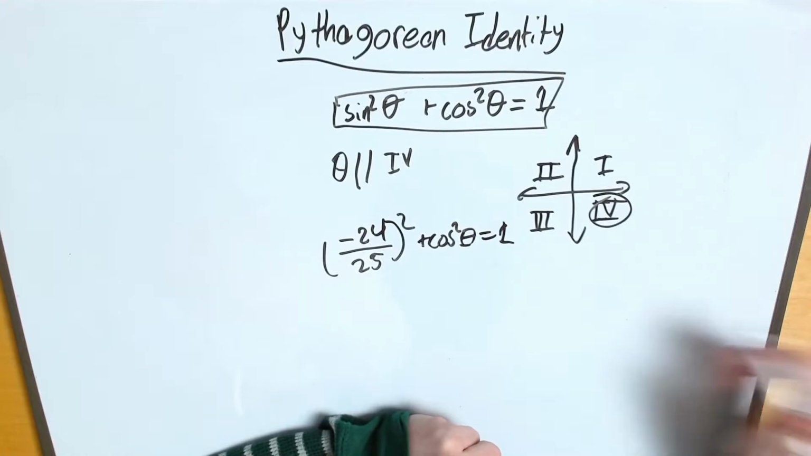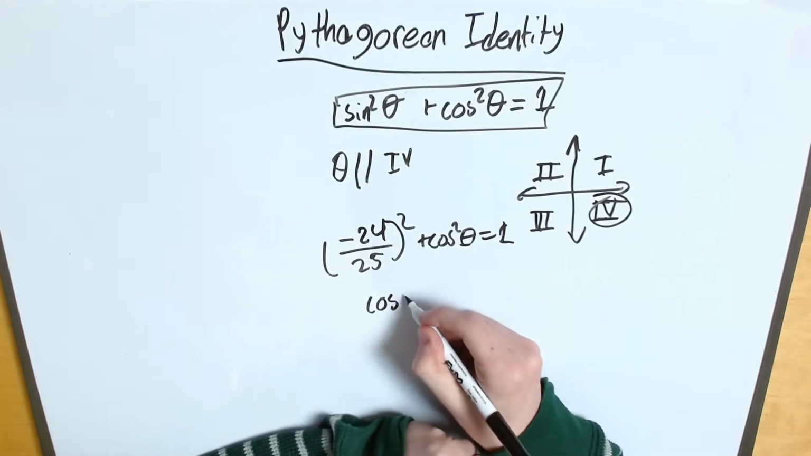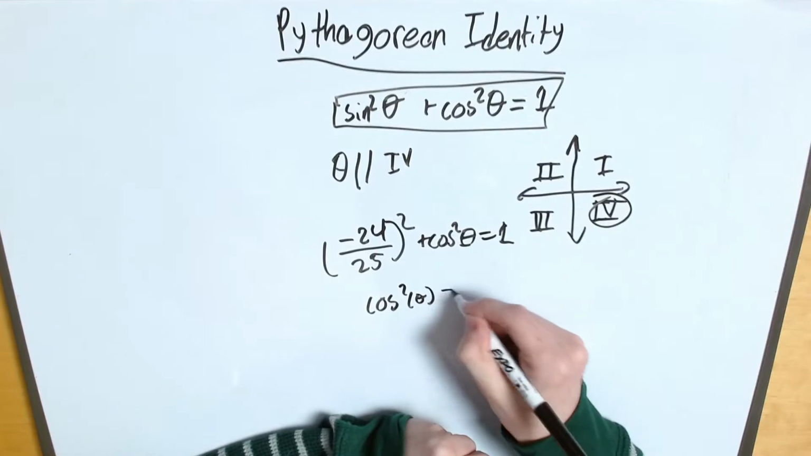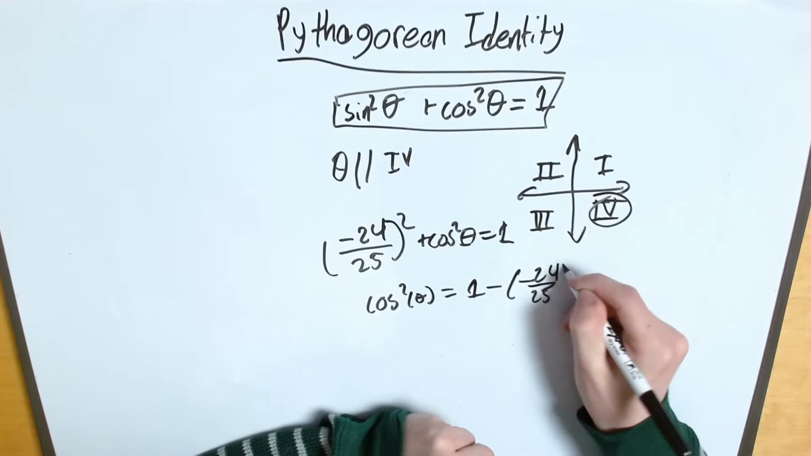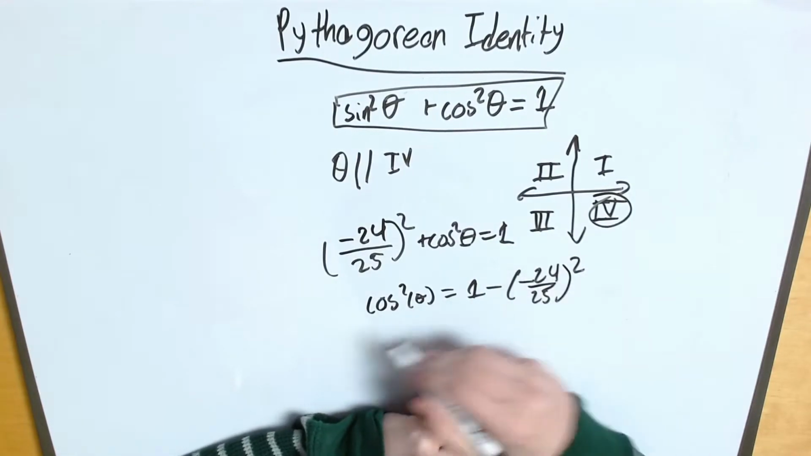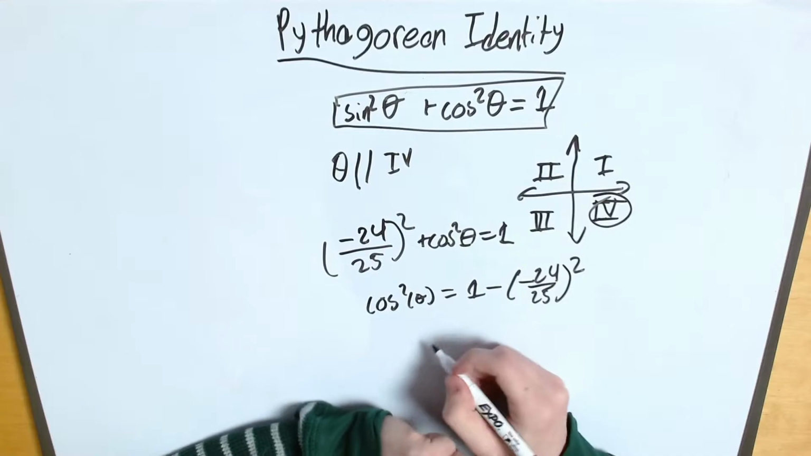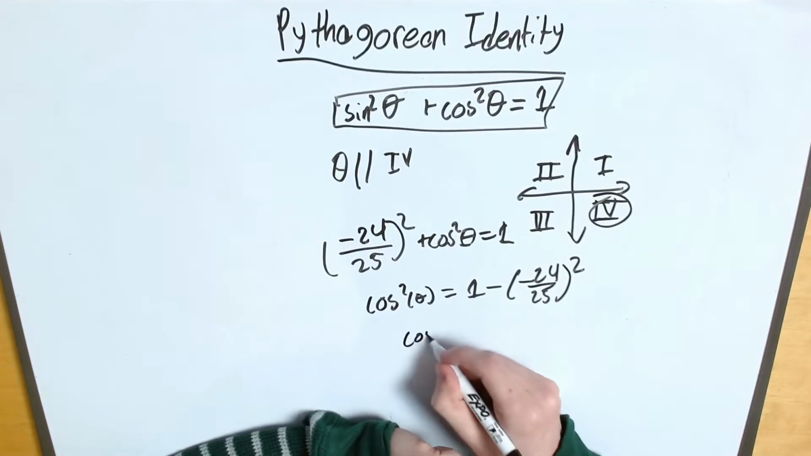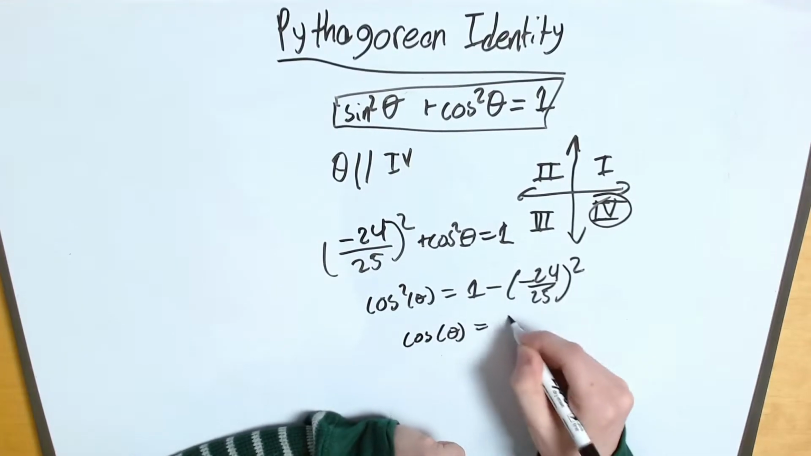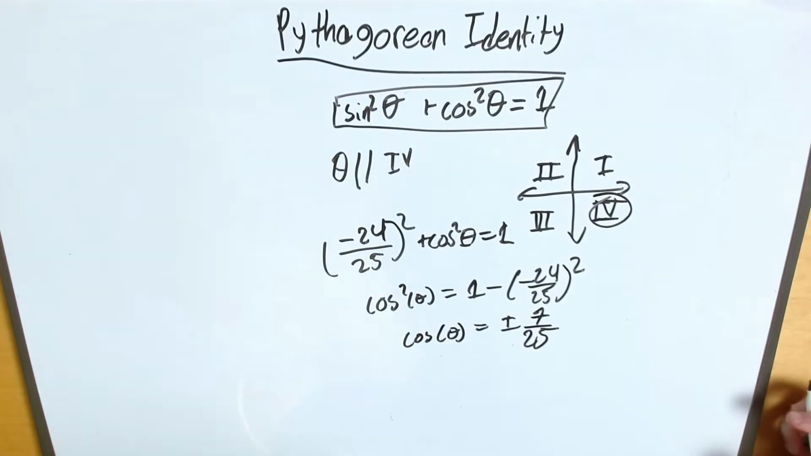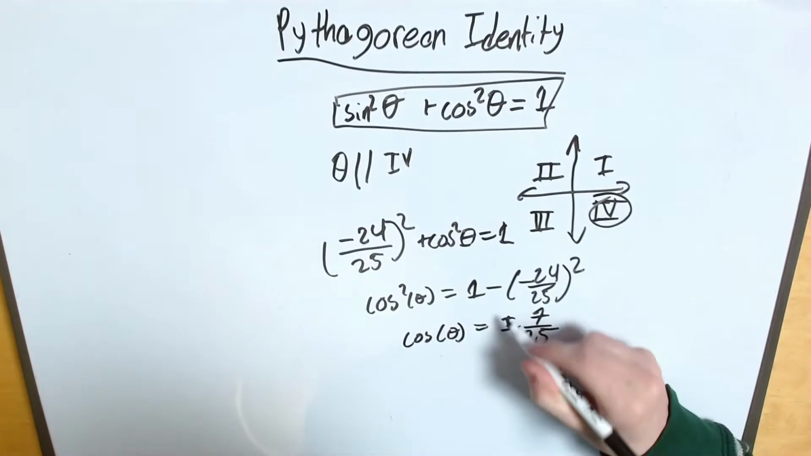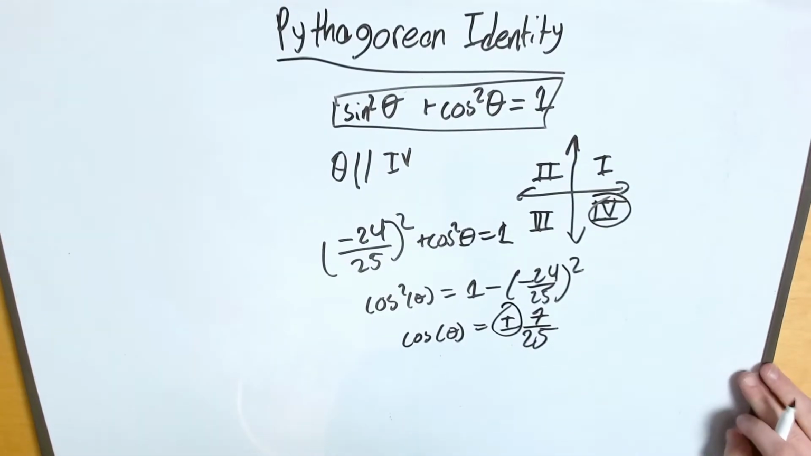We can, of course, simplify this to get the cosine squared of theta is 1 minus negative 24 over 25 squared. And if I were to square this out, then take the square root and simplify, I have the cosine of theta equal plus or minus 7 over 25. You might say, okay, that's all well and good, and sure, I didn't have to use a calculator for that, but I'm still left with plus or minus, right? I can't have plus or minus for a single value, but here's what's helpful.